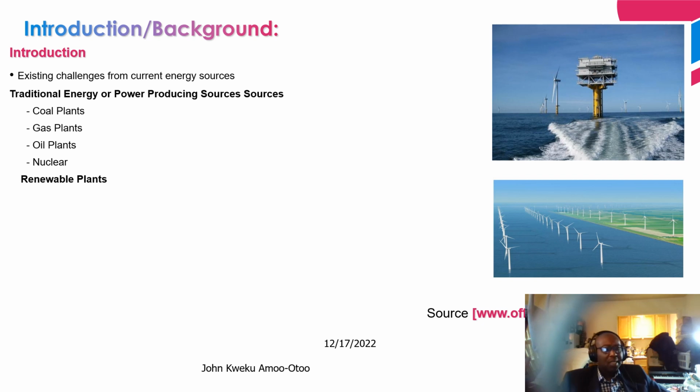As you know, when these energy sources are utilized to produce electric power, what happens? It results in production of pollutants into the atmosphere. It also results in a lot of emission of carbon dioxide into the atmosphere. And after these power producing energy sources produce a lot of carbon dioxide, it results in global warming concerns.